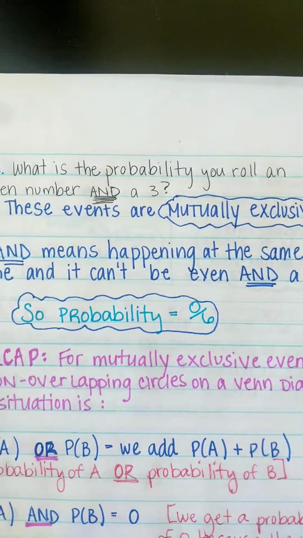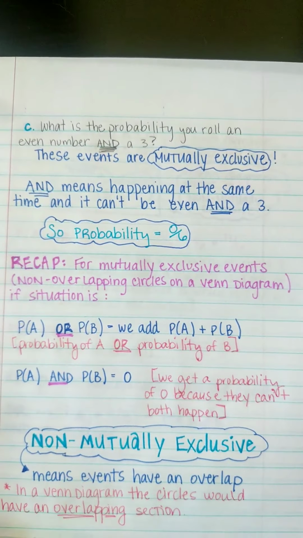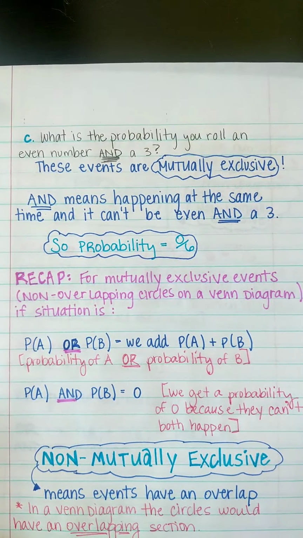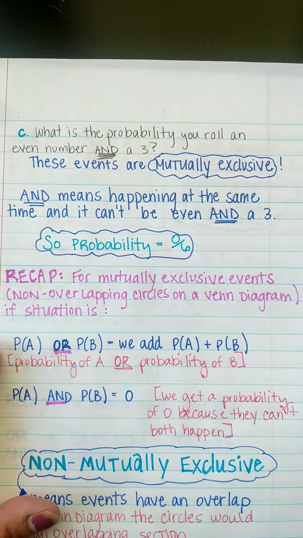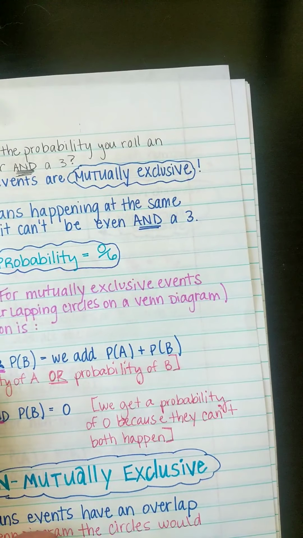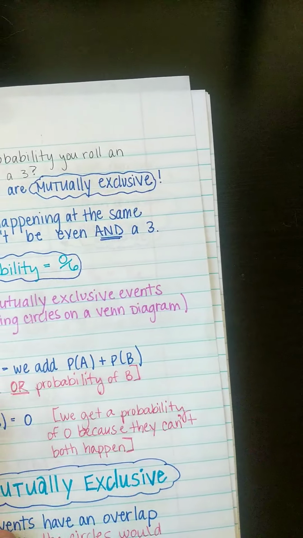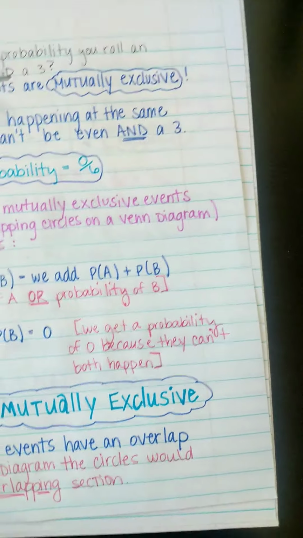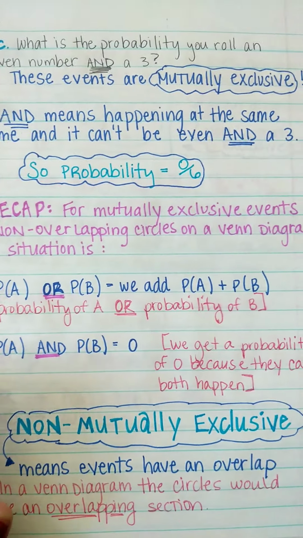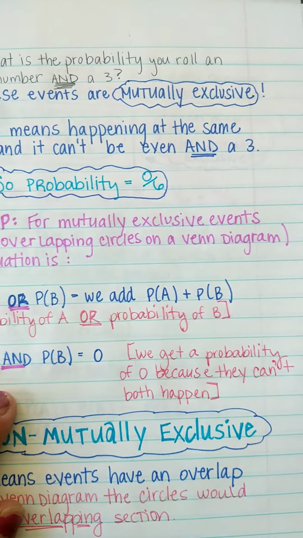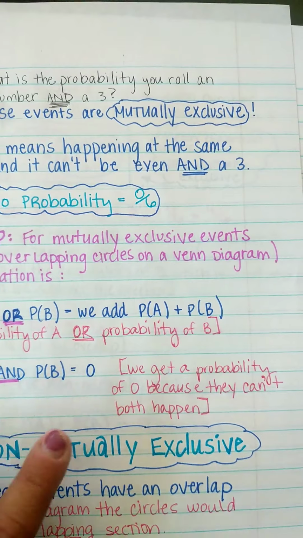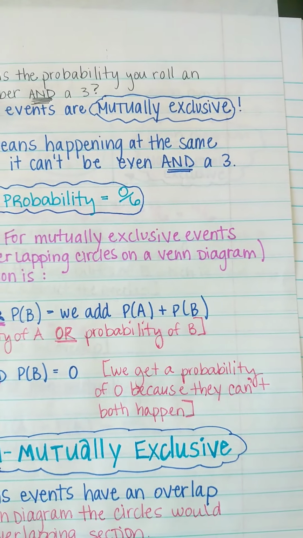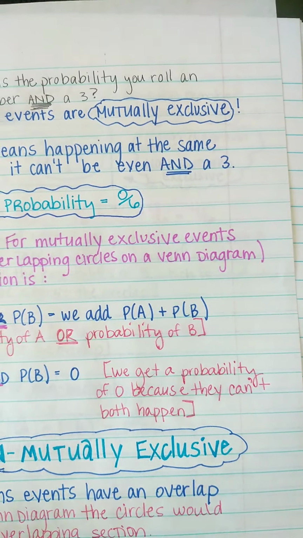Got it? So recapping, for mutually exclusive events, non-overlapping circles in a Venn diagram, if the situation is probability of event A or probability of event B, if that's the wording, this or this, then we add their individual probabilities. Okay? If it's the probability of event A and the probability of event B, anytime they're mutually exclusive, we get 0 because they can't both be happening at the same time. That's the definition of mutually exclusive.